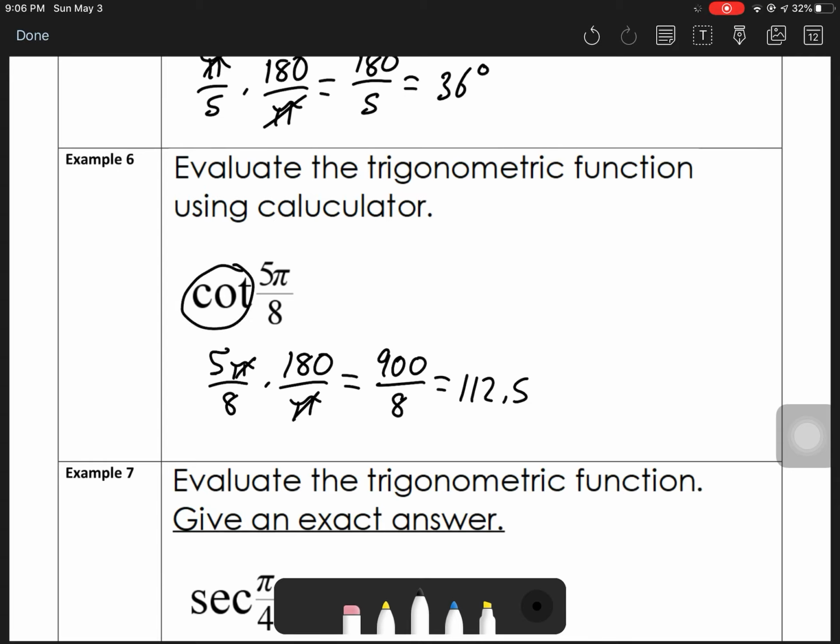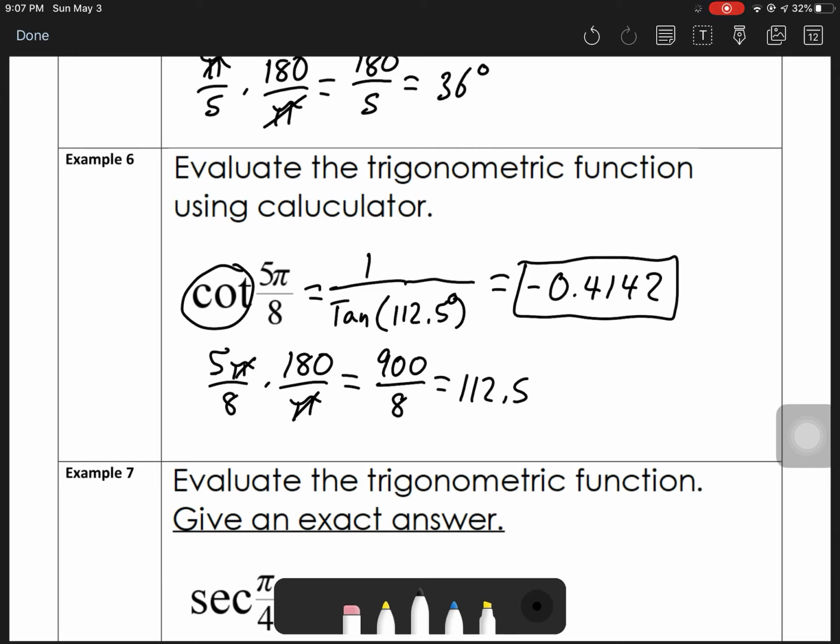This is cotangent, though. Cotangent is the reciprocal of tangent. This is technically the same as 1 over the tangent of, I'm going to use the new value we just found, which is 112.5 degrees. This you have to type in your calculator. So 1 divided by tangent of 112.5, we get negative 0.4142.